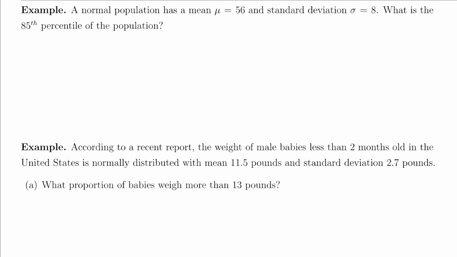So our next example tells us that we've got our normal population. We know the mean, mu, is 56. Standard deviation, sigma, is 8. Notice they did not give us an x value here. Now if we're going to use our z-score, it is x minus mu divided by sigma, so we're missing that key detail. Instead of that detail, they ask us, what is the 85th percentile of the population?